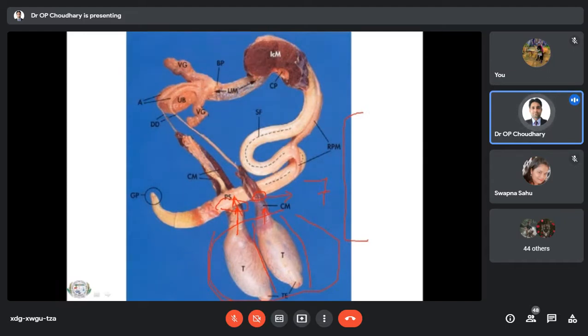After that, you can see here, these are the vas deferens. This is the vas deferens, and it is also called the ductus deferens. You can see here, this is the urinary bladder. Both vas deferens pass through the dorsal surface of the urinary bladder. Then these are the three accessory sex glands, 1, 2, and 3. I will explain you one by one. Then this is part of the penis, and here you will find the prepuce. So one by one I will continue.